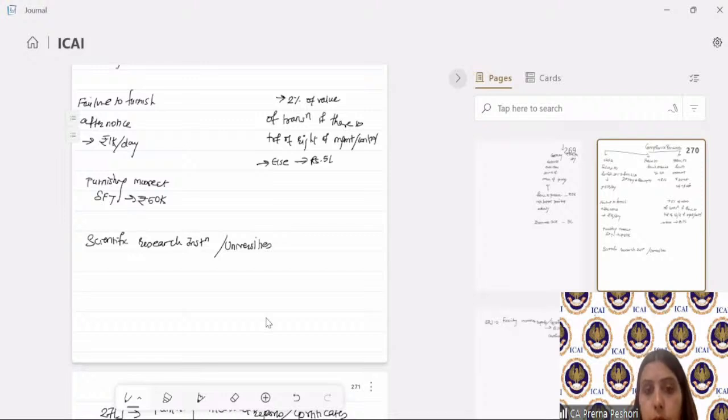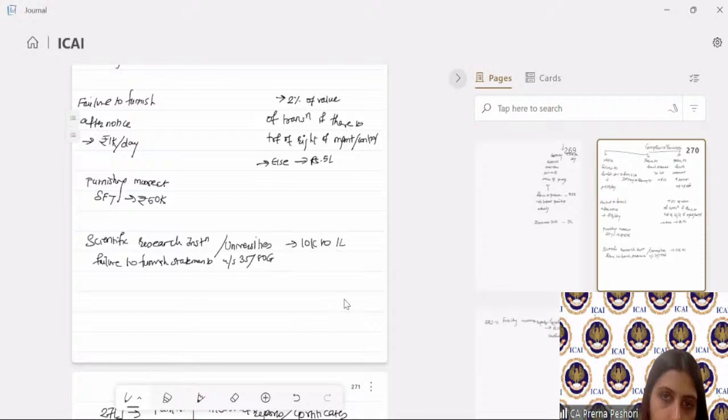Is that clear? Or if they fail to deliver a statement under section 80G or furnish the certificate under section 80G, they have the same penalty of 10,000 to 1 lakh. Clear? Is that clear? 10,000 to 1 lakh is the penalty. Any doubt till now?